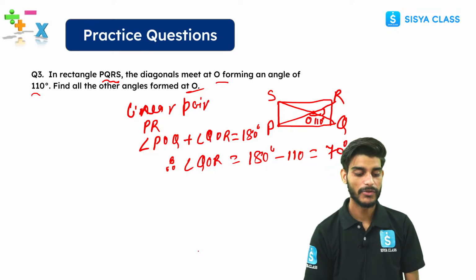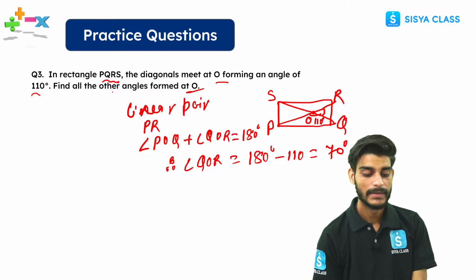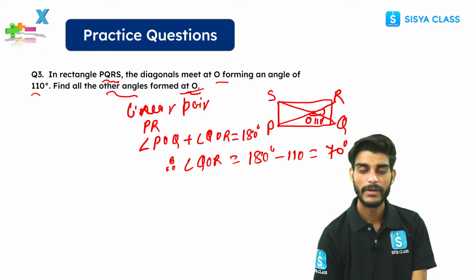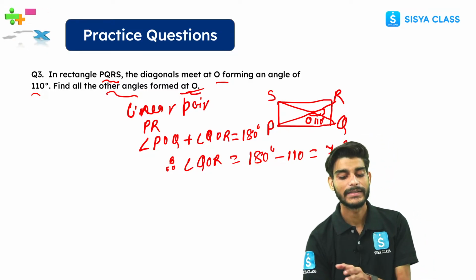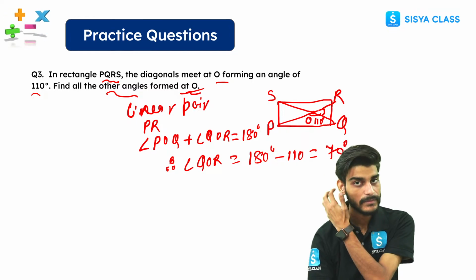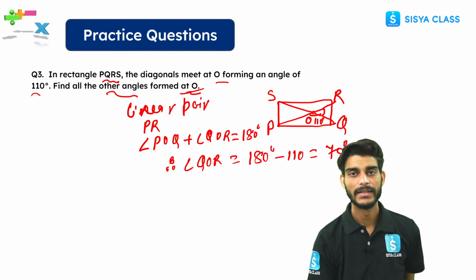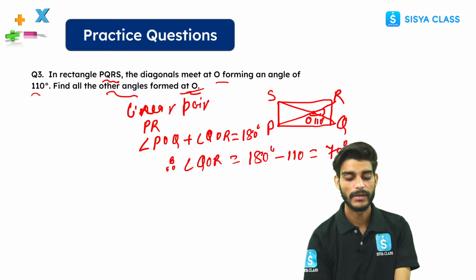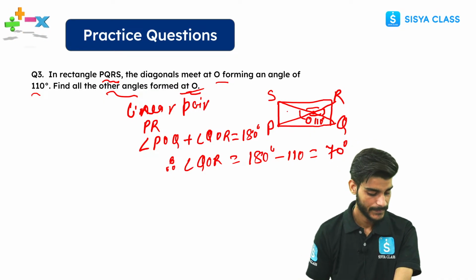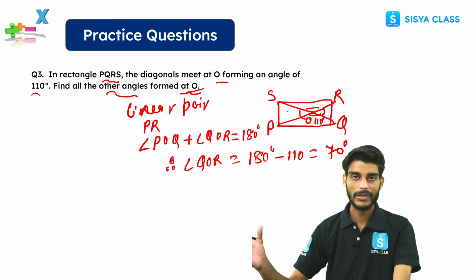Okay, so this is clear to you. All angles we have found here at O: one is 110 and the second one is 70. Now what will be the other two? Obviously it will be the vertically opposite angle. So the other two will be equal. This is 110, so this will also be 110, and this is 70. Okay, so this was all about question number 3.